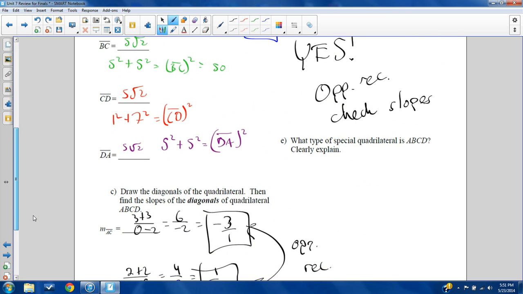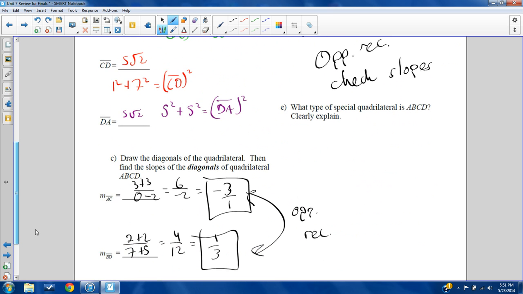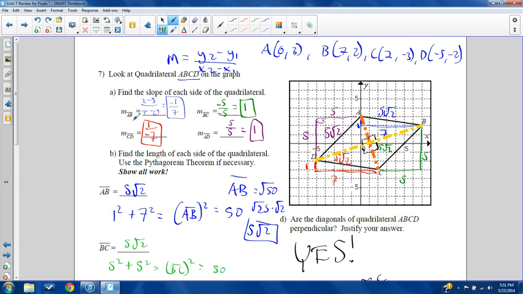Final question. What type of special quadrilateral is ABCD? Clearly explain. Okay, I want you to look back at everything we've done so far in this problem. Let's start with the slopes. This is slope AB right here. AB and CD have the same slope. So in a quadrilateral, right now, we are at least looking at a trapezoid, right? We have one set of parallel sides for sure. Boom. Now we compare BC and AD. Well, BC and AD also have the same slope, right here and here.